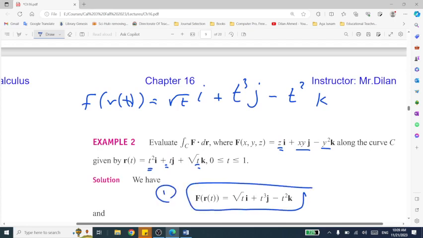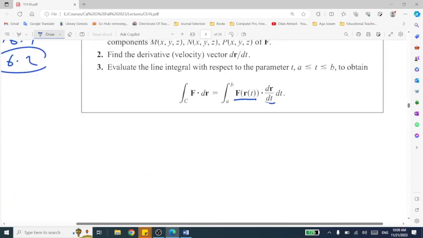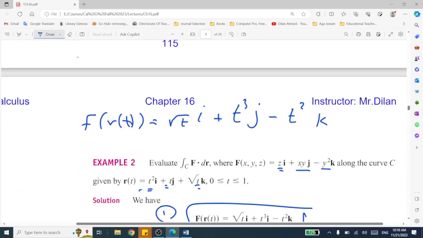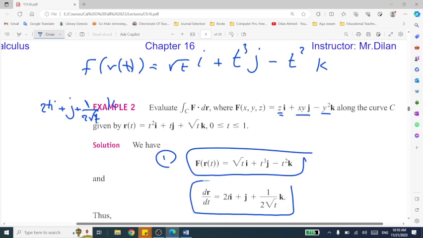Now, you can see from here, you have this. This is the first step. What next? If you remember, we say you need F(r(t)) and dr/dt. So here's r. I'm going to derive r by t. So I'll get what? Exactly, 2t i, 2t i plus j plus 1 over 2 square root of t k. Am I right? So this is the first derivative. This is the second step.